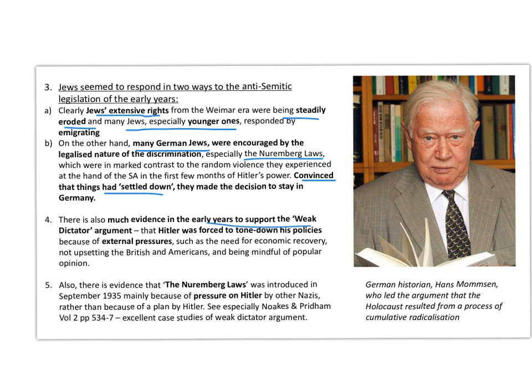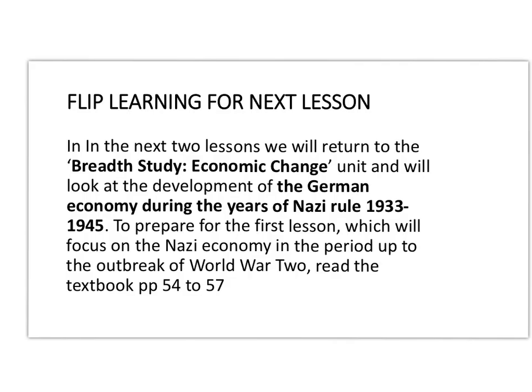Fourthly, there's much evidence in the early years to support the weak dictator argument, as we said. Hitler didn't really seem to know what he wanted or how to bring it about. And he has been forced to be responsive to the pressures of other people, in particular the conservatives and the allies, to tone things down, to make sure it's legal. But he's also under pressure from his own party to make things more radical, frustratingly trapped in the middle, which you could use as an argument of weakness. And there is evidence that the Nuremberg Laws, fifthly, were introduced mainly because of pressure on Hitler by other Nazis, and that's where Noakes and Pridham, the reading I gave you earlier, is really, really useful. So hopefully that's useful for you.